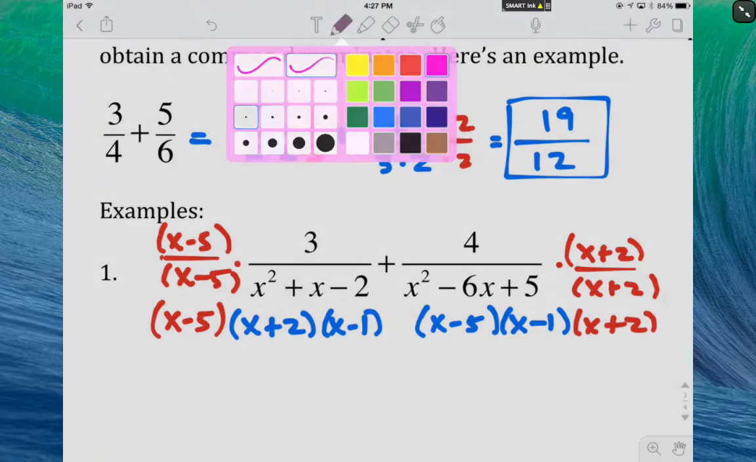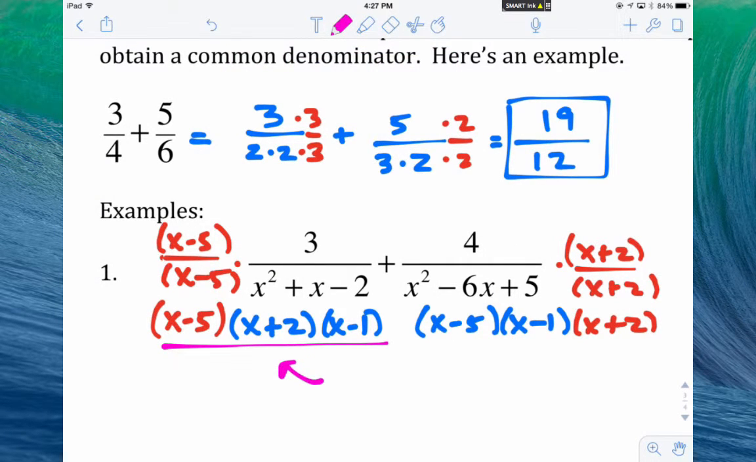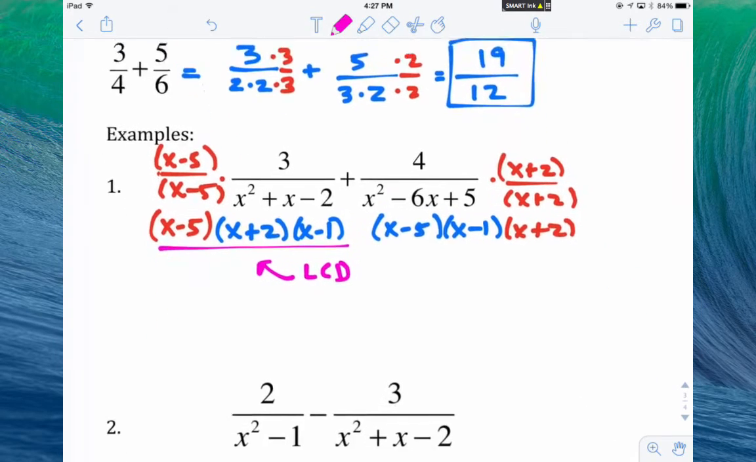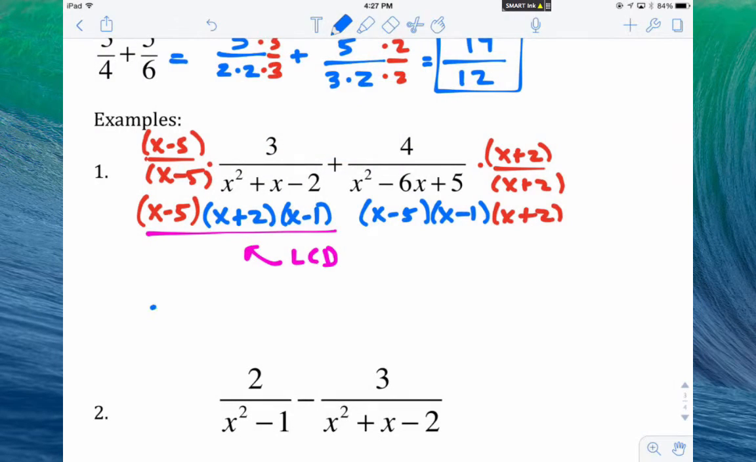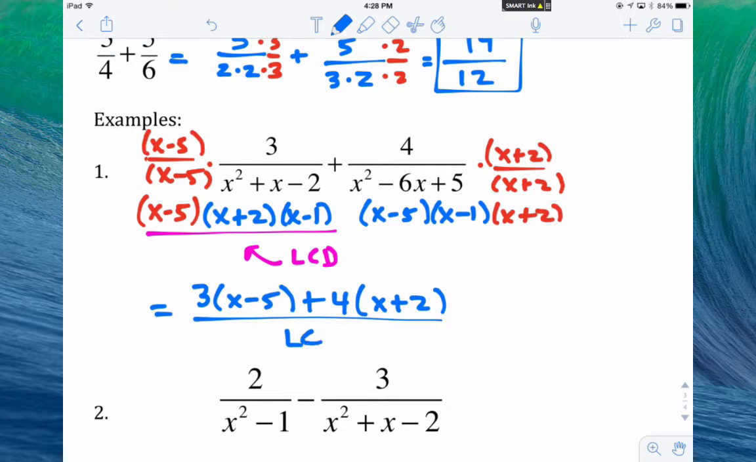As a matter of convenience, I like to label this our least common denominator so that we don't have to copy it every single time we do another step. So let's rewrite this fraction now. I think we're going to have 3 times the quantity of x minus 5 plus 4 times the quantity of x plus 2. Now here's where I'm kind of cutting a little corner, where I am going to just write least common denominator down here. We have explicitly let the reader know that this is our least common denominator. I'm just saving a little time copying it down again and again. At the end, we'll bring it back in case there's a simplifying opportunity.